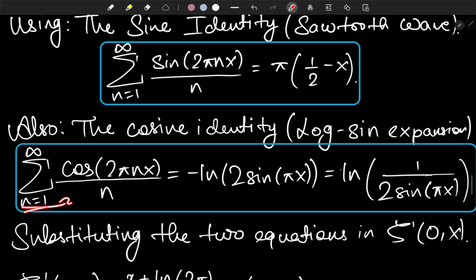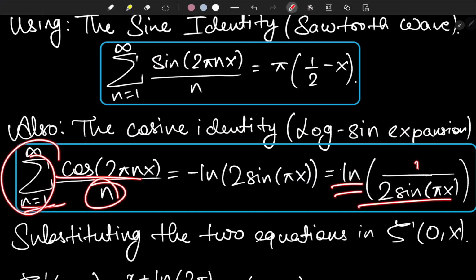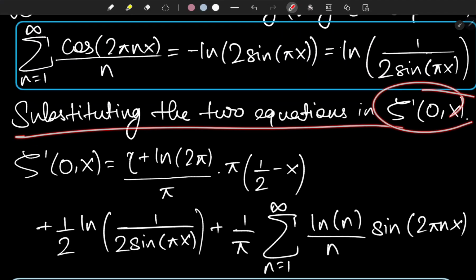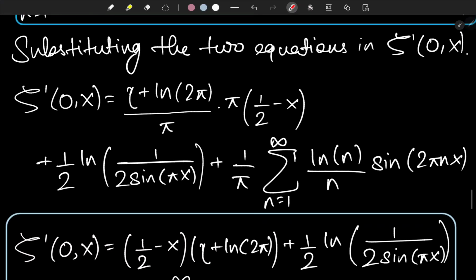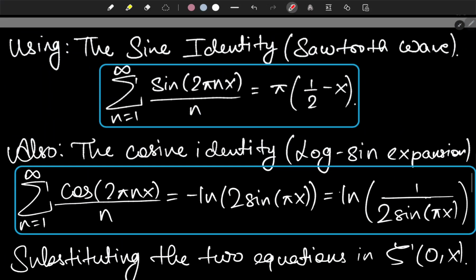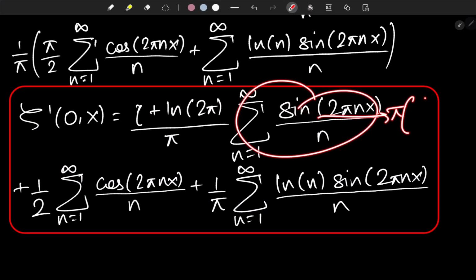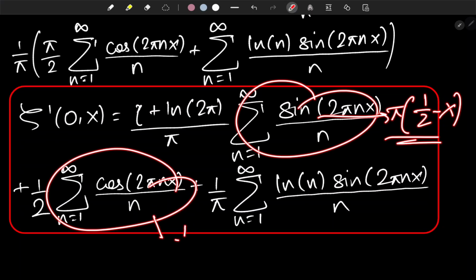So the sum as n goes from 1 to infinity of cosine of 2 pi nx over n is the natural logarithm of 1 over 2 sine pi x. Here it is. And now substituting these two equations into the Hurwitz zeta of 0 comma s, this is 1 over pi times the Euler-Mascheroni constant plus natural logarithm of 2 pi times pi of 1 over 2 minus x. So this part is pi times 1 over 2 minus s, and this part is 1 over 2 natural logarithm of 1 over 2 sine pi x.